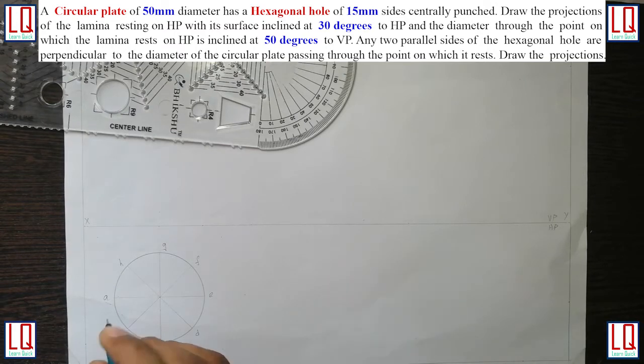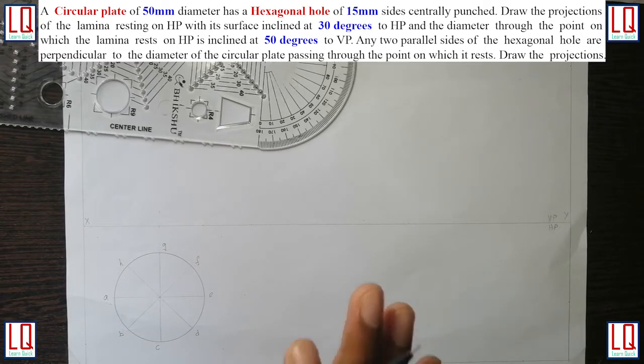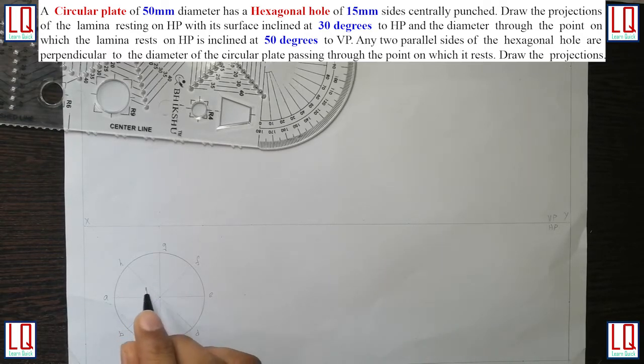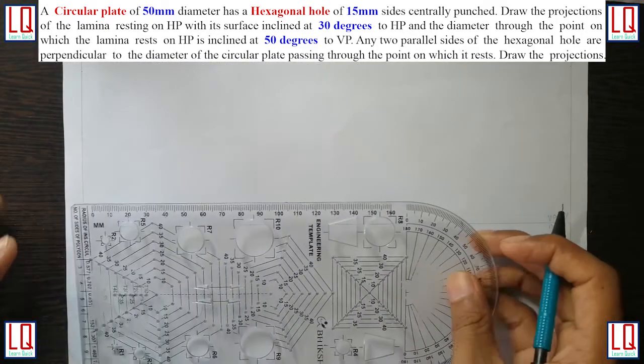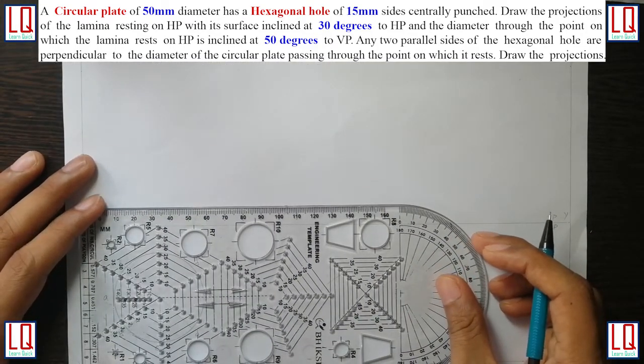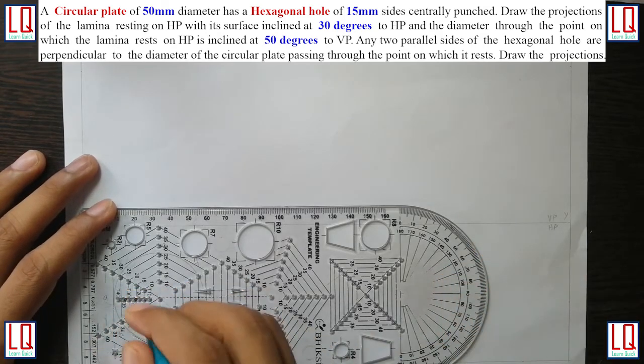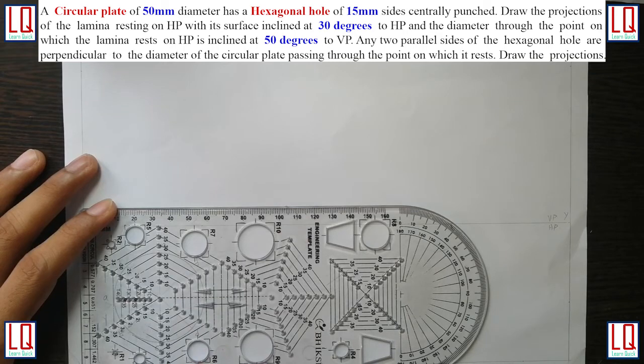Now in this drawing, I am going to consider the point A on the circumference as the resting corner in HP after inclination. It is said in the question, a hexagon is punched inside this circle and any two sides of the hexagon are perpendicular to the diameter which passes through the resting point. So the resting point is A, the diameter which passes through the resting point is AE, and two sides of the hexagon have to be perpendicular to this AE. With the help of my engineering template, I plot a hexagon centrally punched inside and the sides are 15 mm.